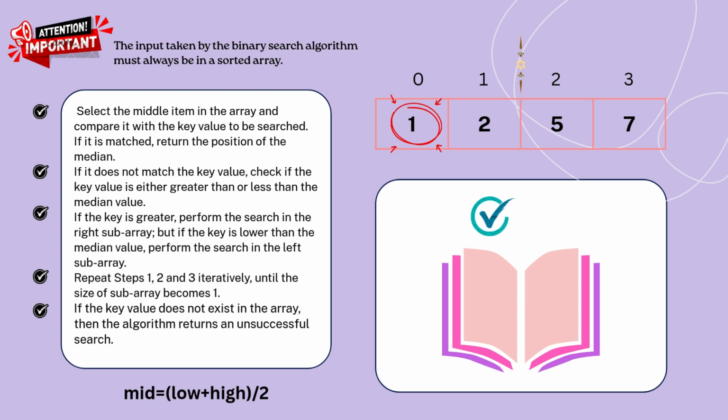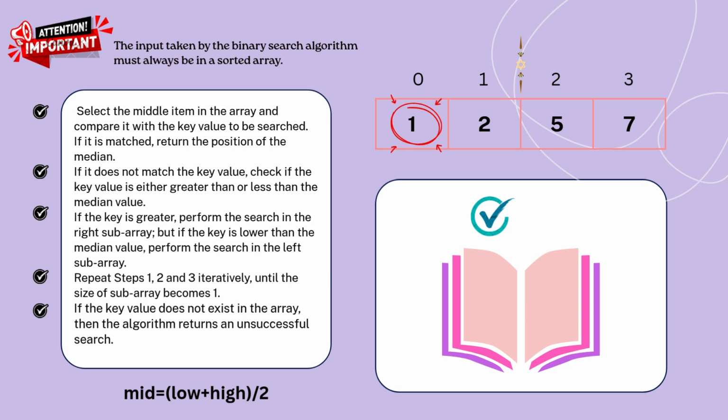So what is present here? It is 2. So this 2 value is the mid. And what do you want to find? We want to find 1. So is 1 less than 2 or greater than 2? Less than 2. So we will check the left subarray. So here we don't need to check further. We have found the element 1.